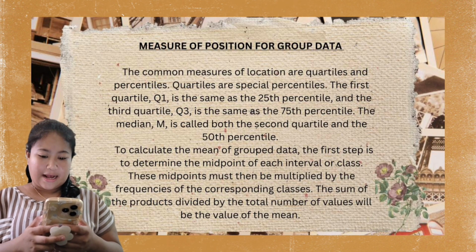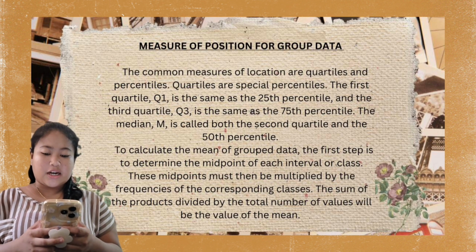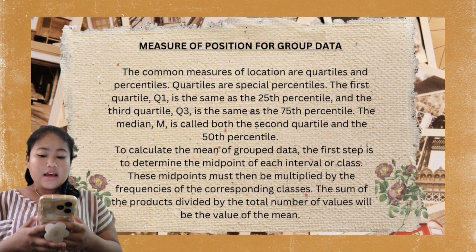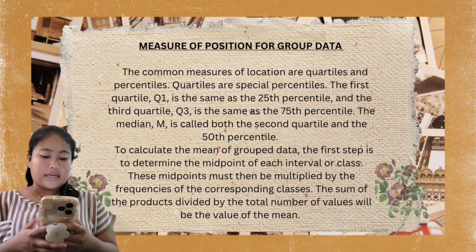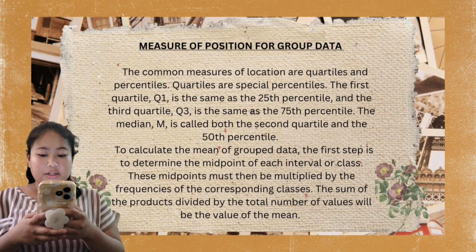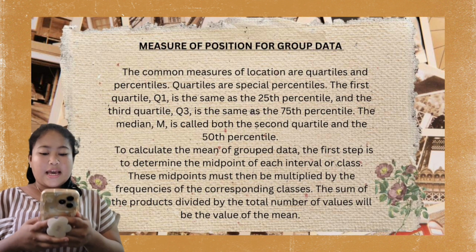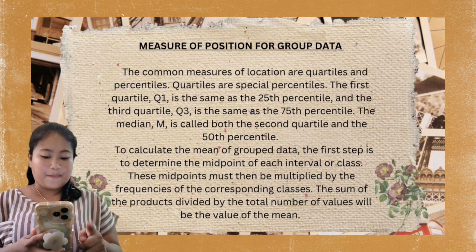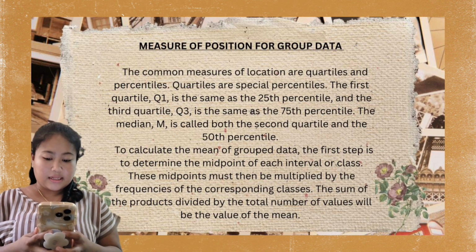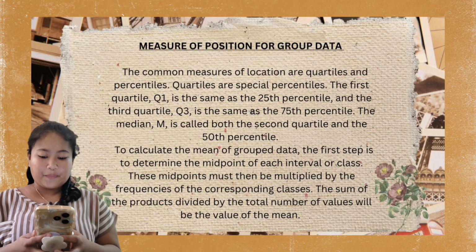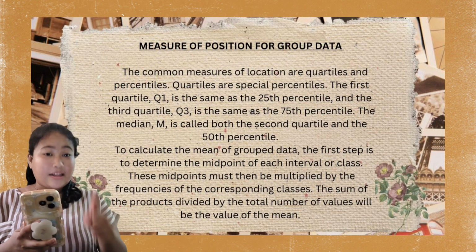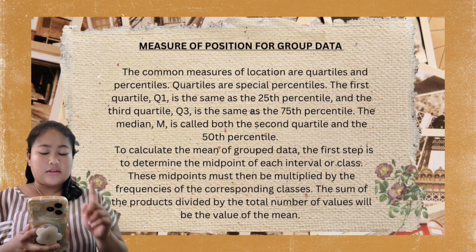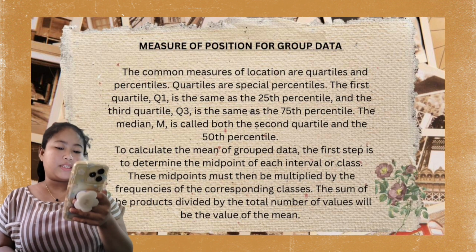One for group data. The common measures of location are quartiles and percentiles. Quartiles are special percentiles: Q1 is the same as the 25th percentile, and the third quartile, Q3, is the same as the 75th percentile. The median, M, is called both the second quartile and the 50th percentile.